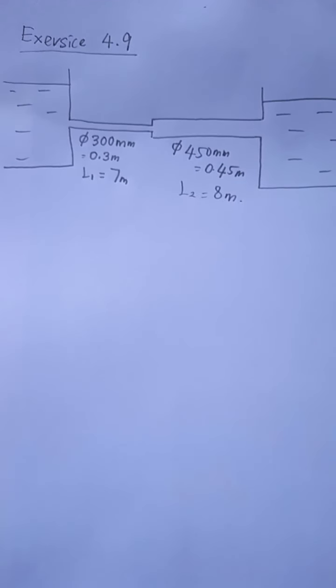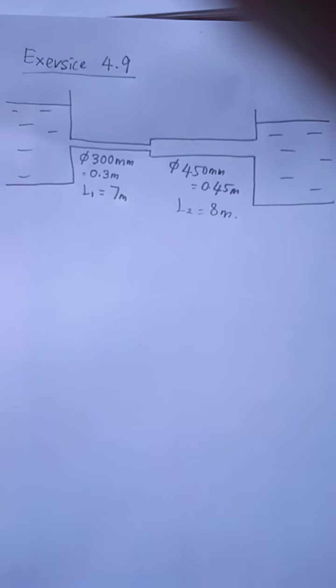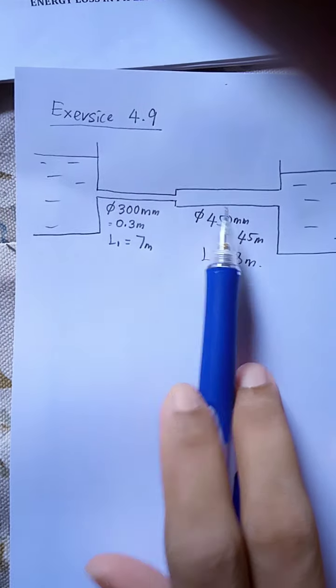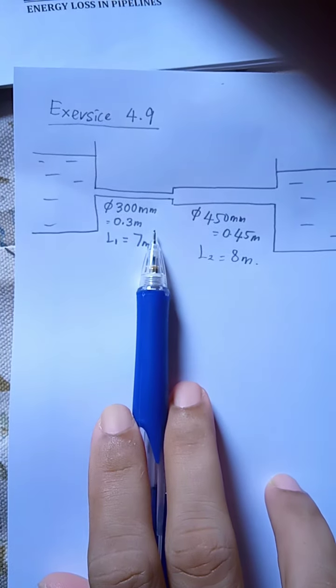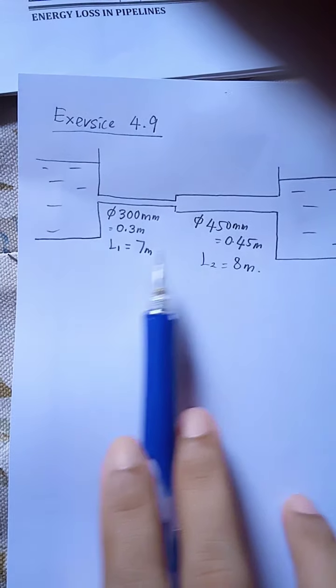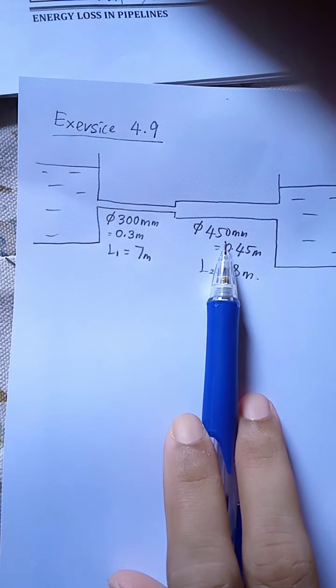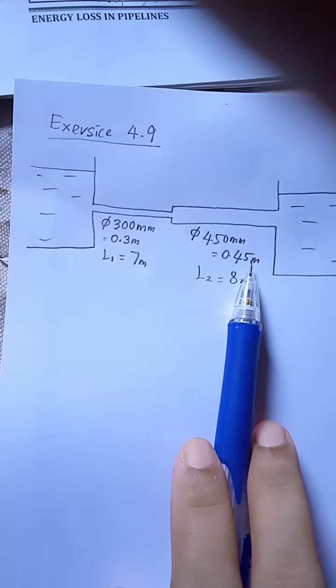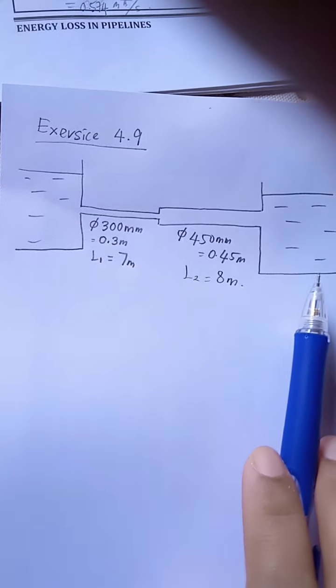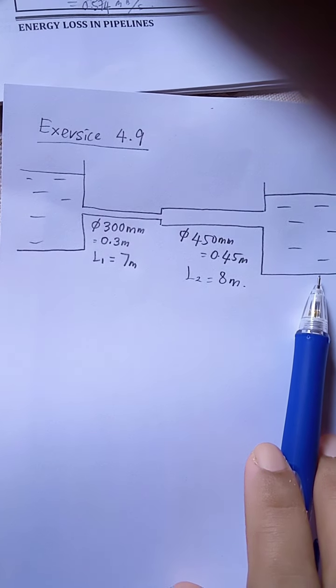Okay, exercise 4.9. Two reservoirs with two pipes. The first pipe is 300 millimeter diameter, equal to 0.3 meter. Length is 7 meter. Pipe 2 is 450 millimeter, equal to 0.45 meter. Length is 8 meter. Okay, second reservoir.